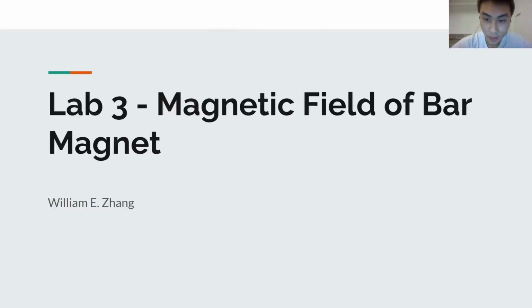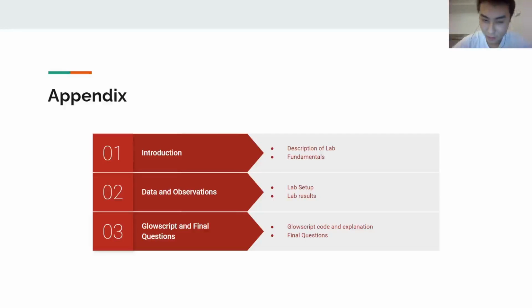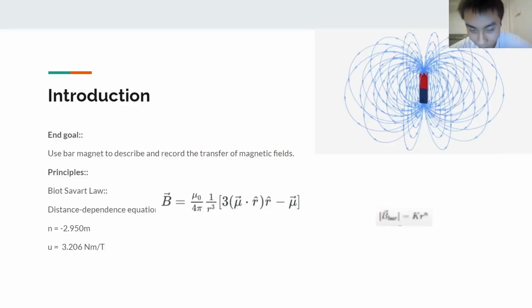Now let's talk about magnets and a little bit of their fields. First we'll start off with a description of the lab and fundamentals. We'll then talk about lab setups and lab results, and then finally we'll do Glowscript code and explanation with some final questions.